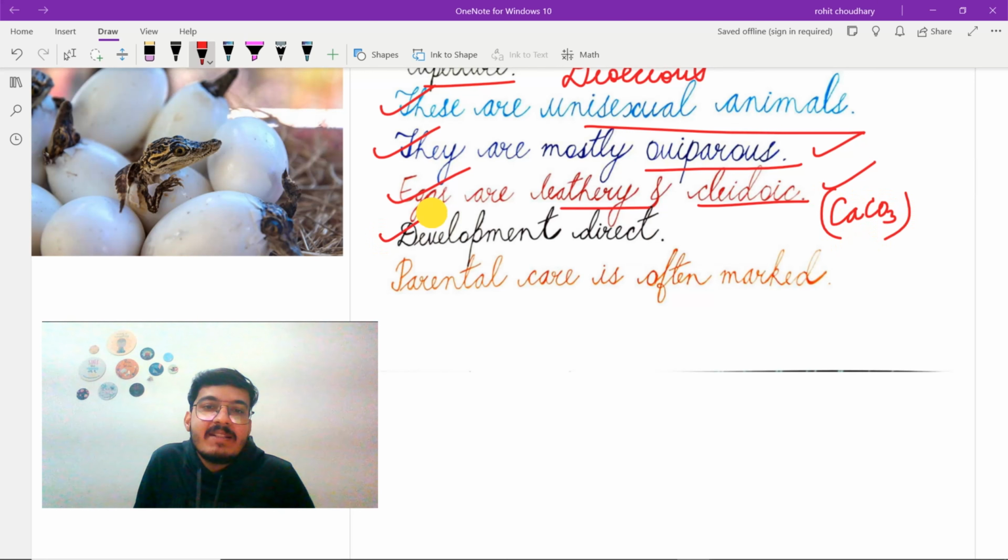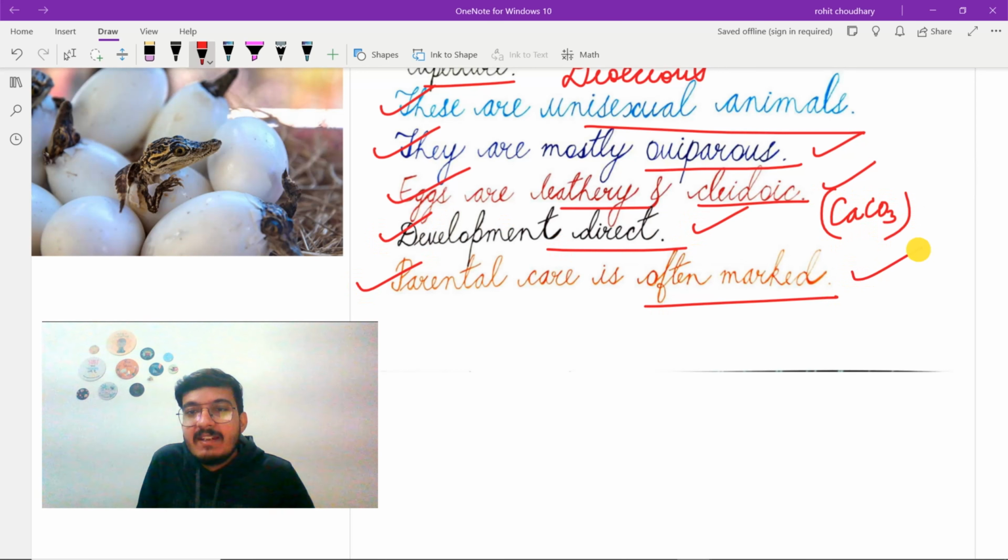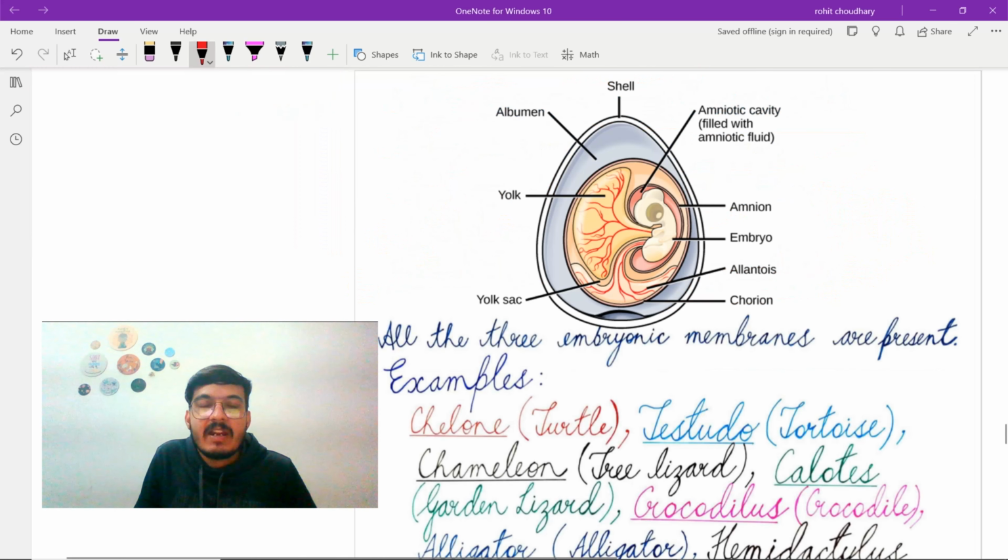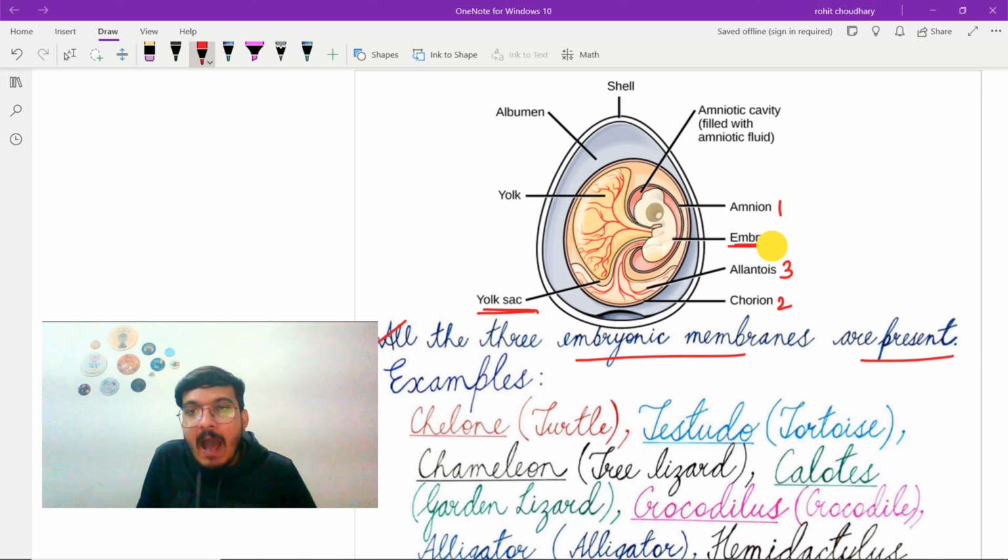The development is direct, that means there are no larval stages involved, and parental care is often seen in them. The next characteristic feature is all the three embryonic membranes are present: amnion, chorion and allantois. All of these are present in the members belonging to class Reptilia. As we can see, the yolk sac is also attached to the embryo.